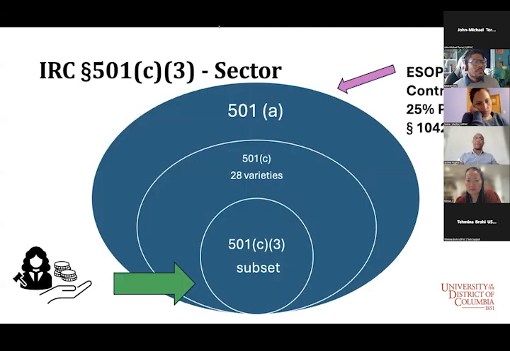So when we think about the 501c3, it's embedded in 501a. And so here in the top right-hand corner, you could see ESOPs are part of the tax exempt community. And then you have 501c, and there's 28 varieties of 501c organizations, some of those actually including co-ops. And then you have 501c3, and I have this little character over here representing a donor, right? And a donor can donate tax deductible to a 501c3 entity, which makes it unique of the category, right? And so that's why it's the golden prize of the 501a organizations.